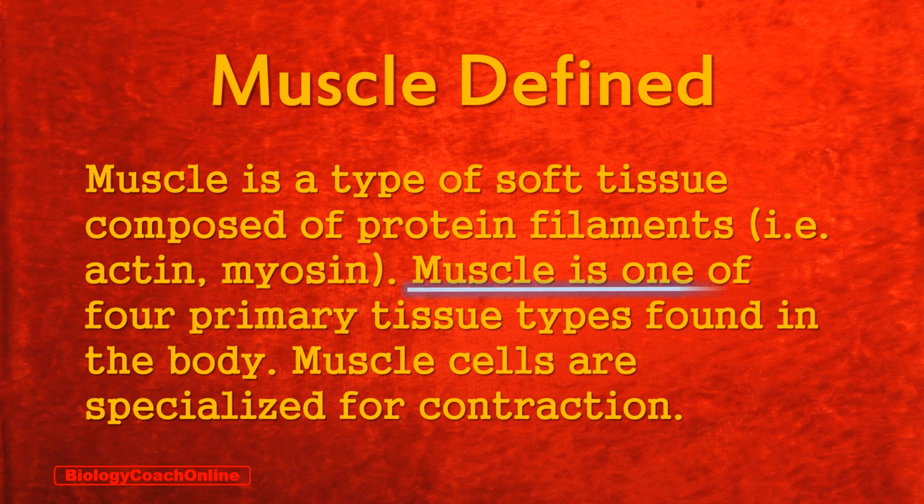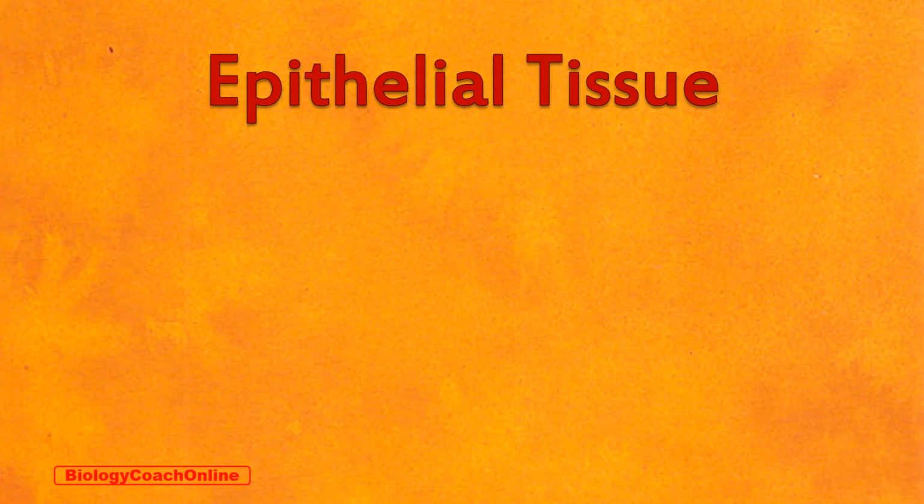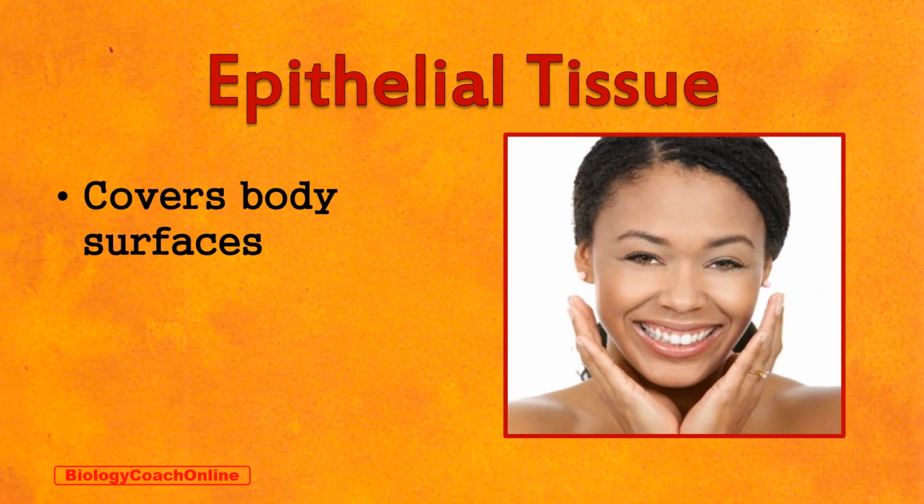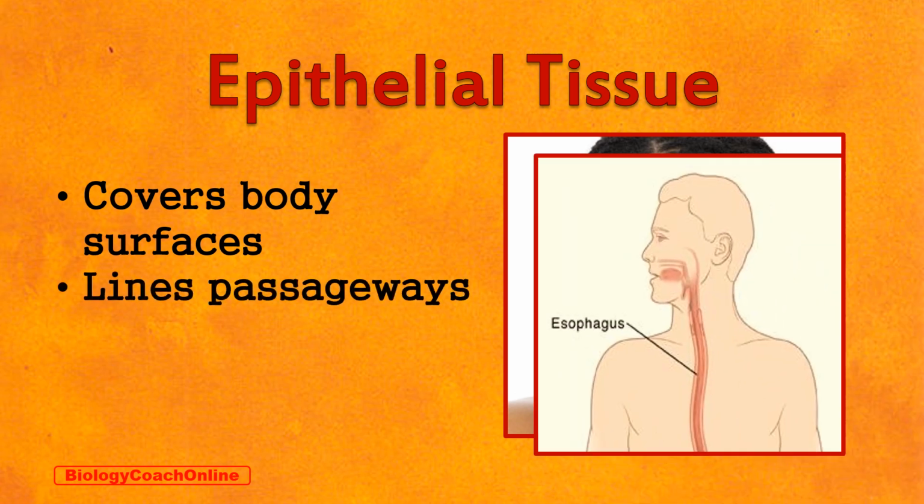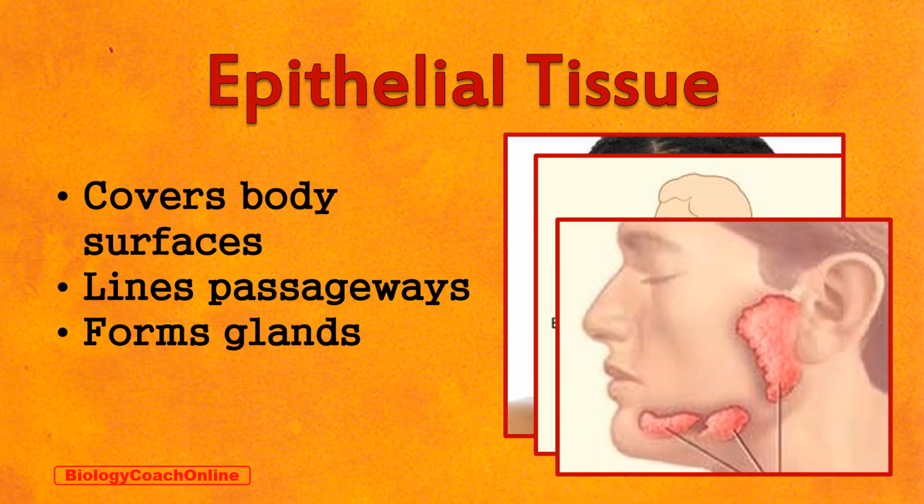Now, muscle is one of four primary tissue types making up the human body. The four primary tissue types are epithelial tissue. Now, epithelial tissue covers body surfaces. Your skin is a great example of epithelial tissue. Epithelial tissue lines internal passageways, like your esophagus, which we discussed in Lecture 6. Now, your glands are also composed of epithelial tissue. Glands, like your salivary glands, also discussed in Lecture 6.